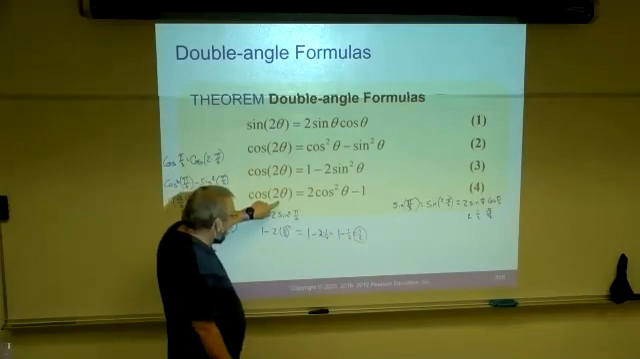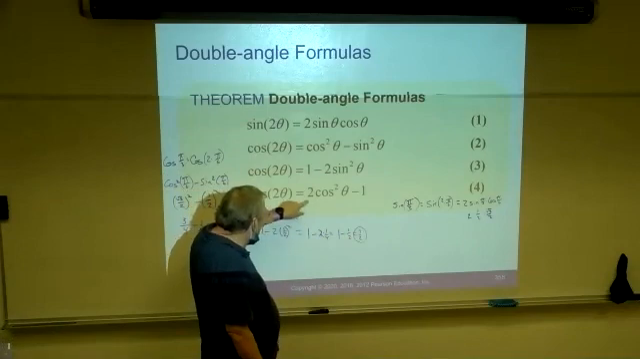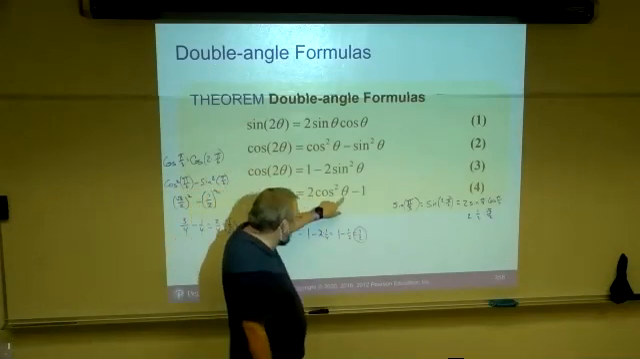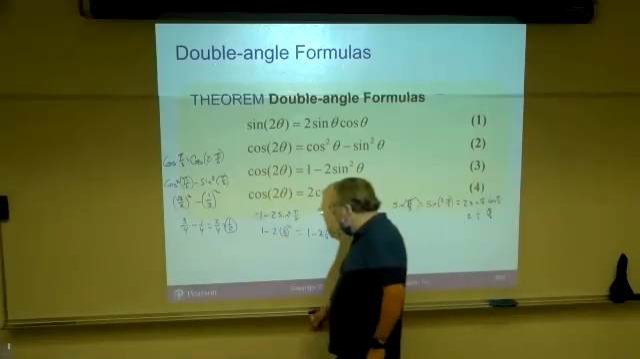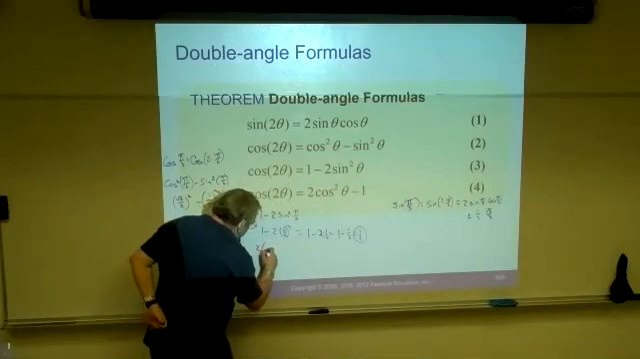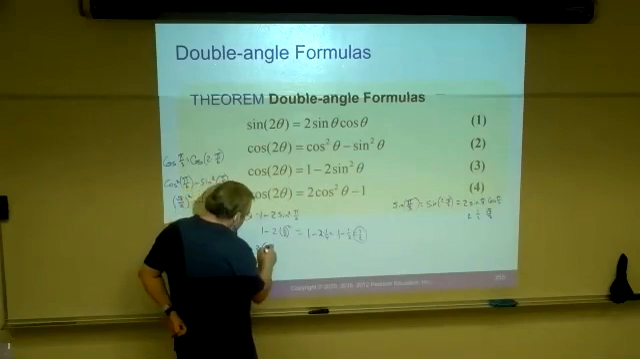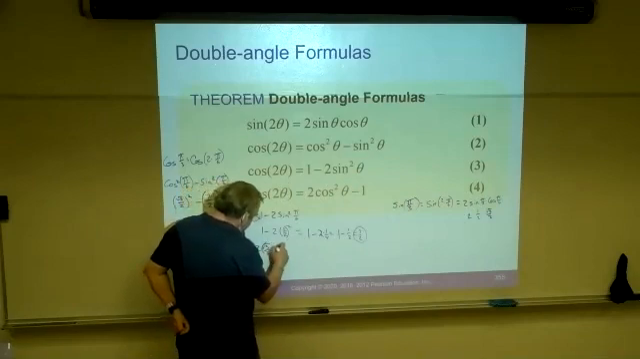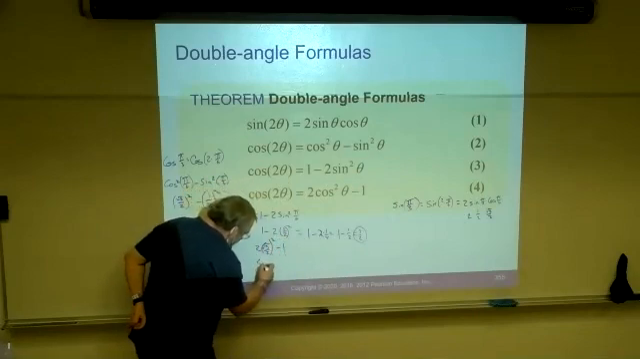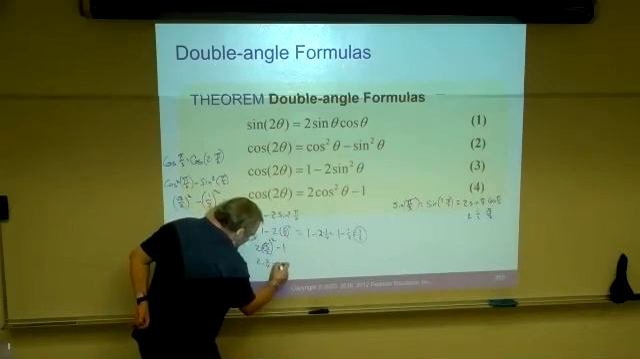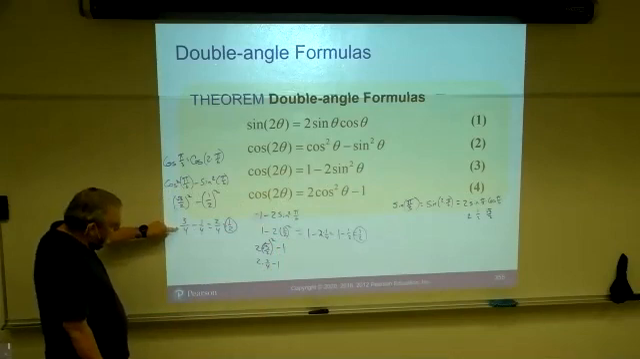And this last one, it's going to be 2 times the cosine squared of pi over 6 minus 1. Well, the cosine of pi over 6 is the square root of 3 over 2. So this becomes 2 times the square root of 3 over 2 being squared, minus 1. So this becomes 2 times 3/4 minus 1, because the square root of 3 over 2 squared is 3/4.